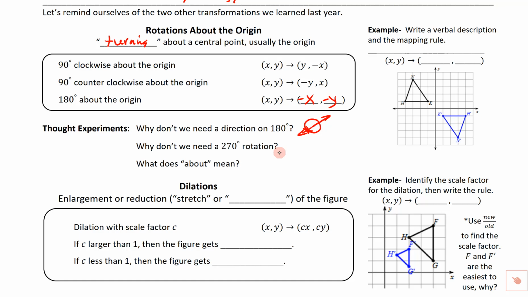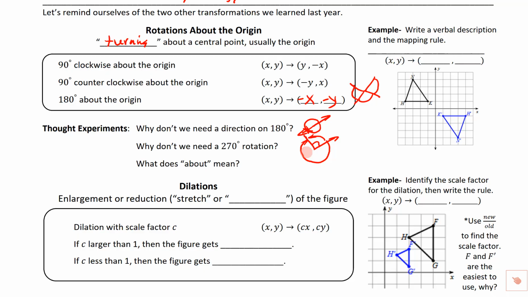Okay, and then why don't we need a 270 degree rotation? I mean, if we cover, let's say, a 90 degree rotation and then a 180 degree rotation, why don't we need a 270 degree rotation? Well, stop and think about this. If we were to rotate 270 degrees all the way around here, that's just like doing a 90 degree rotation the other direction. Okay, so the 90 clockwise or the 90 counterclockwise would cover a 270 degree rotation.